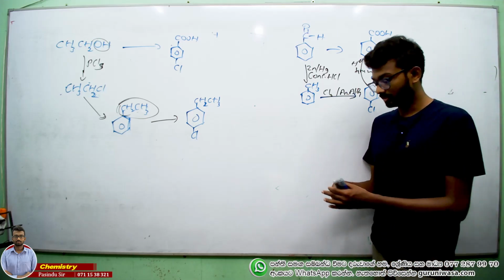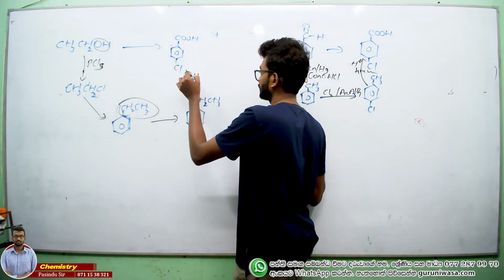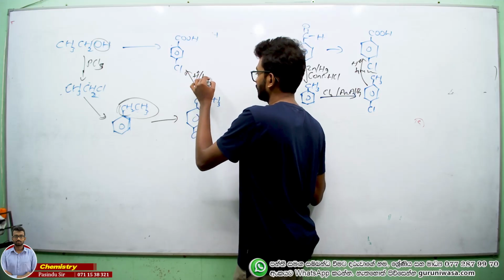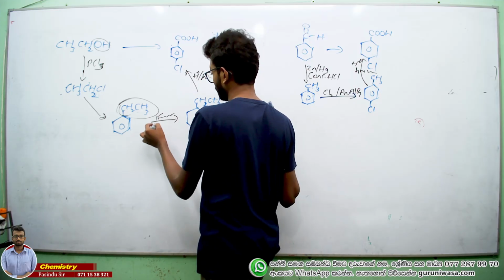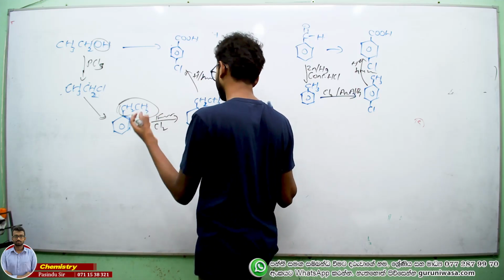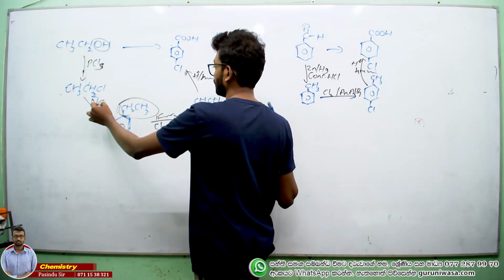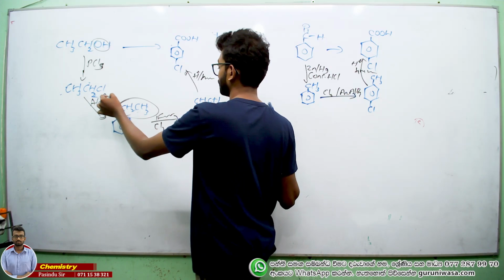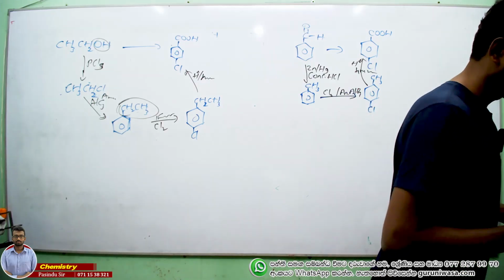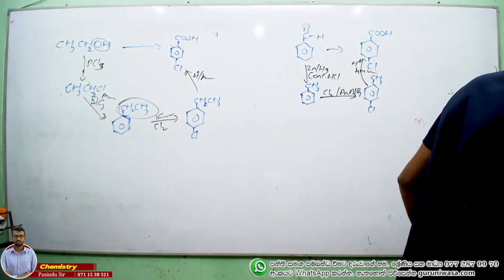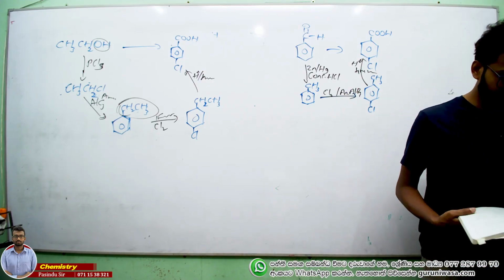Right, then you can easily obtain this one by H plus KMnO4. Then here FeCl3 Cl2O anhydrous, here AlCl3 anhydrous. Right, then the next one, I'll move to next one. Right, let's do this quickly.